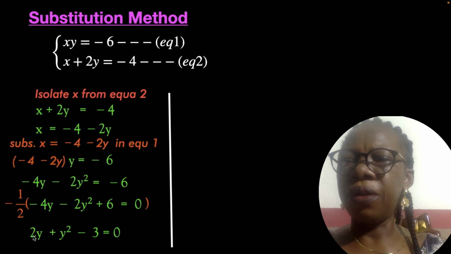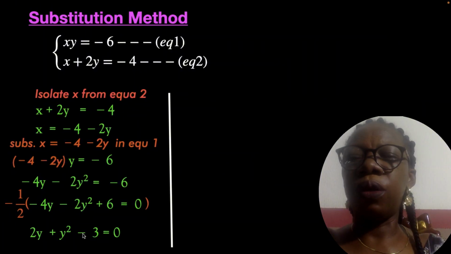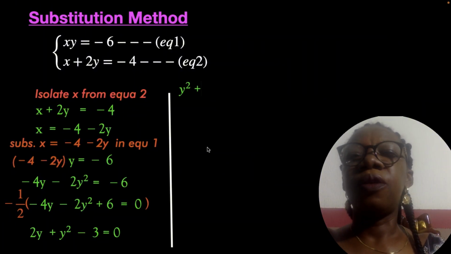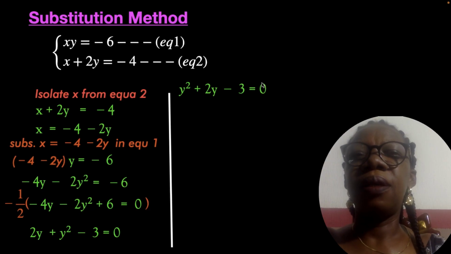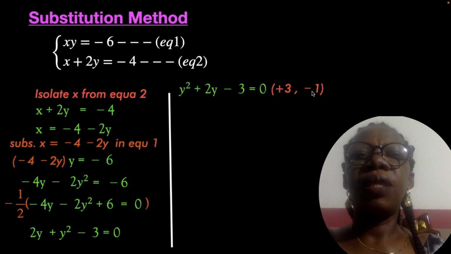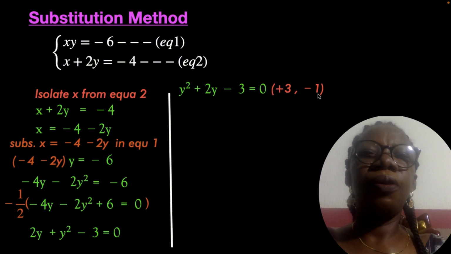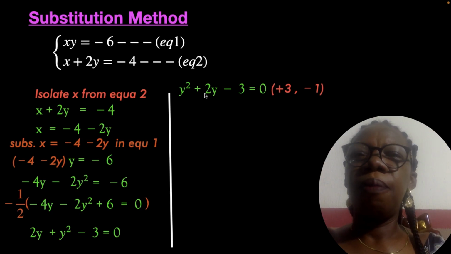We can rearrange to have the quadratic equation in this standard form. So y squared plus 2y minus 3 is equal to 0. The product of the factors is minus 3, and the factors of minus 3, when we add, give plus 2. So the factors of minus 3 are plus 3 and minus 1. Plus 3 times minus 1 gives minus 3, and plus 3 plus minus 1 gives plus 2.